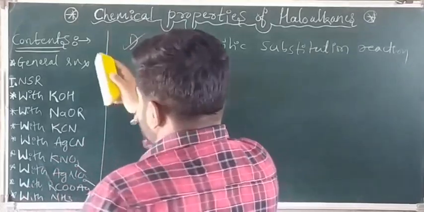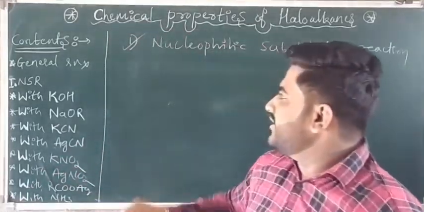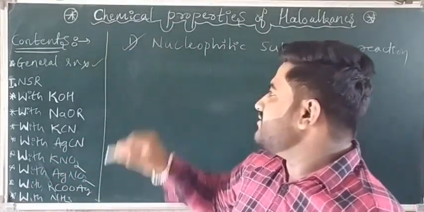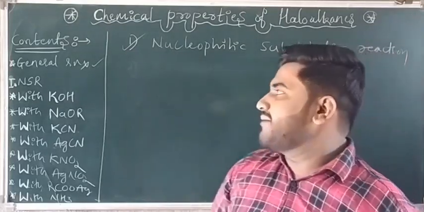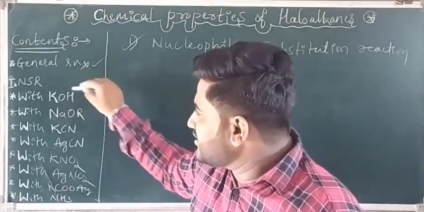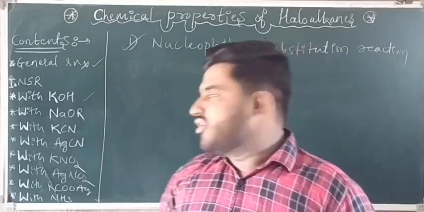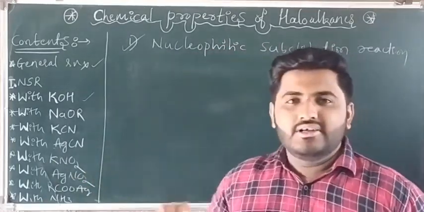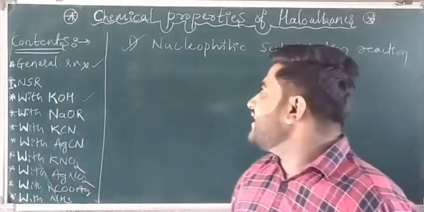So these are the categories we are going to discuss in today's class. The general reaction, how the nucleophilic substitution reaction is happening. Then reaction with KOH, reaction with NaOH, reaction with KCN and all. Okay, starting from the general reaction.